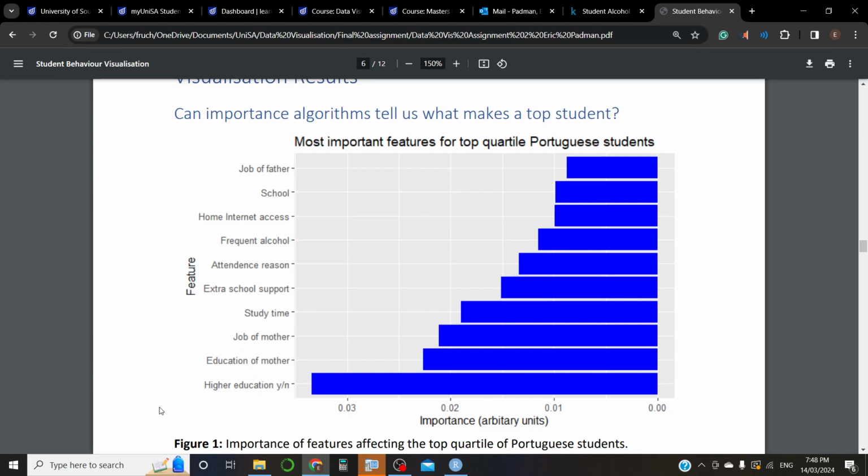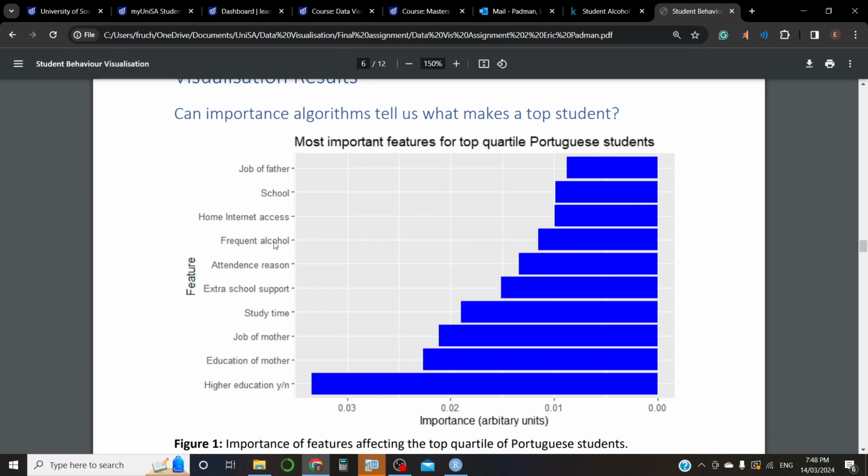This was interesting though. The job, education, and mother were actually the two second highest features, particularly for this group of students. If the mother had a particular job and/or particular education level, that seemed to feature higher. Study time was also important. There's a few other ones. The extra school support was up there.